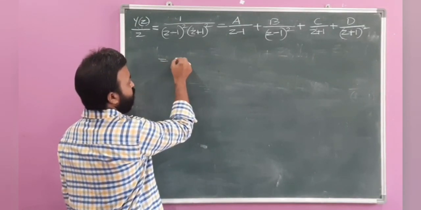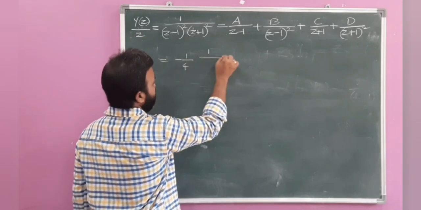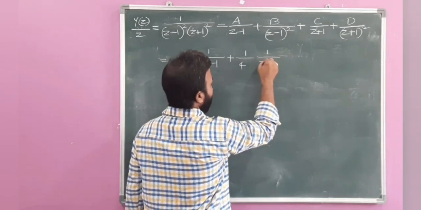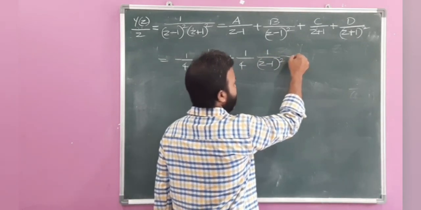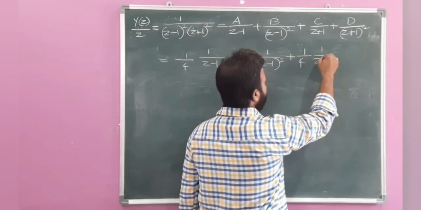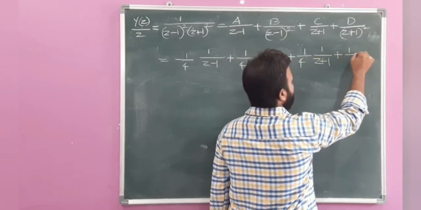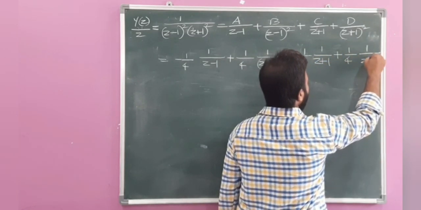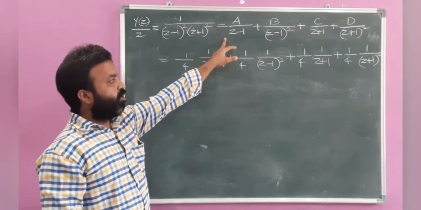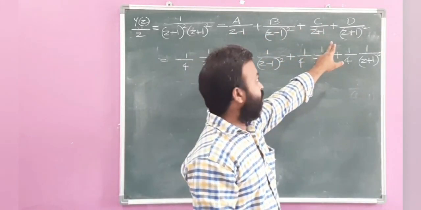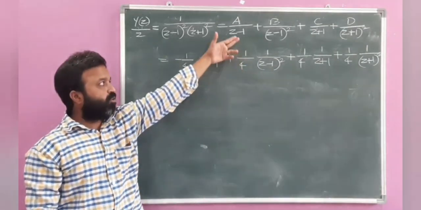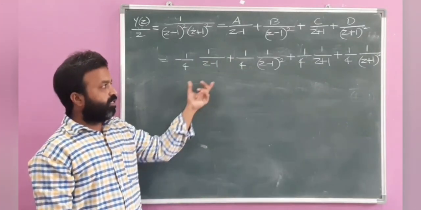We have a value as minus 1 by 4 into 1 by z minus 1, b value is 1 by 4 into 1 by z minus 1 whole square, and I get c value is 1 by 4 again, so this is 1 by 4 into 1 by z plus 1. D value is also 1 by 4 into 1 by z plus 1 whole square. So by using partial fractions, we resolve it into a by z minus 1 plus b by z minus 1 whole square plus c by z plus 1 plus d by z plus 1 whole square. Then by finding a, b, c, d values and substituting them here, we get this equation.